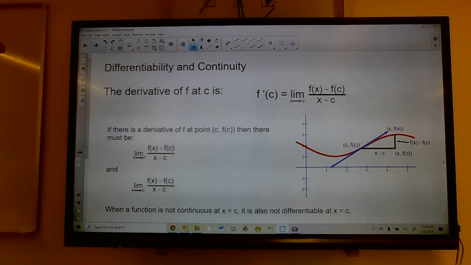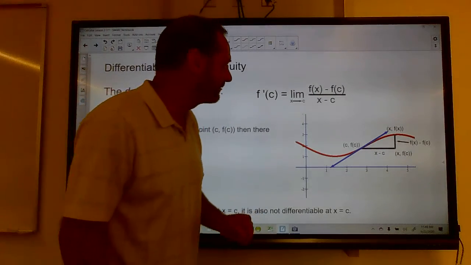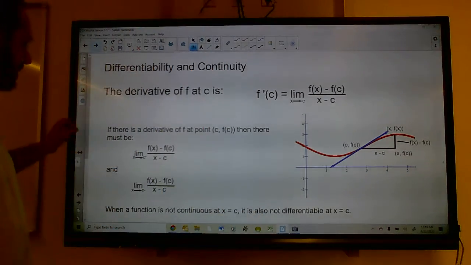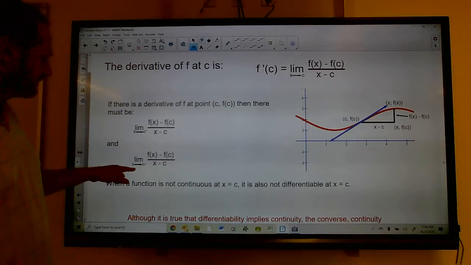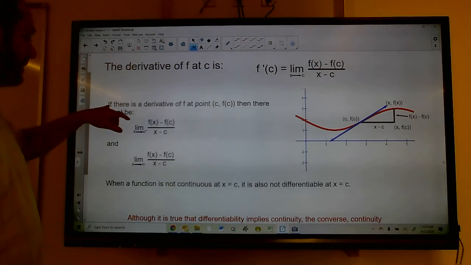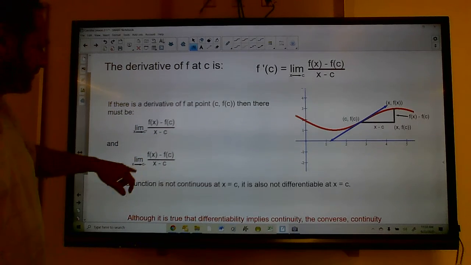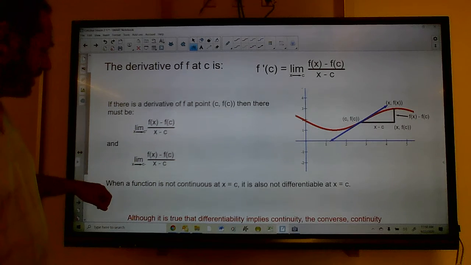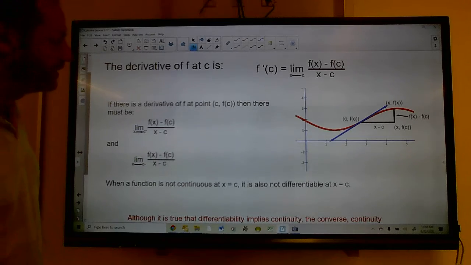Okay, differentiability and continuity. The derivative of f at c, f prime of c, is the limit as x goes to c of f of x minus f of c over x minus c. So we've already talked about that. Now, if there is a derivative of f at the point c, then there must be a limit from both the positive and the negative side. When a function is not continuous at x equals c, it is also not differentiable at c.